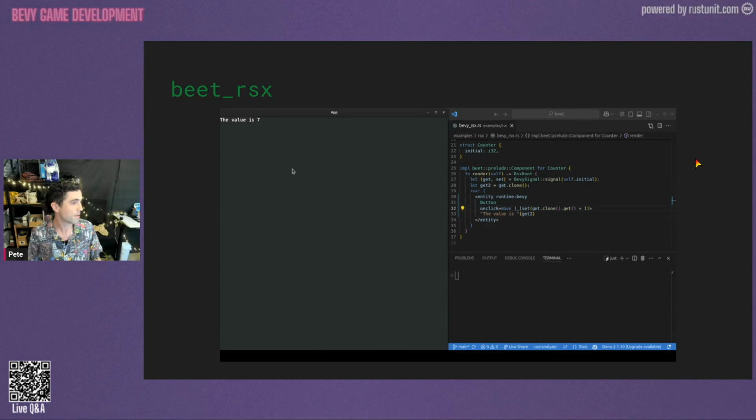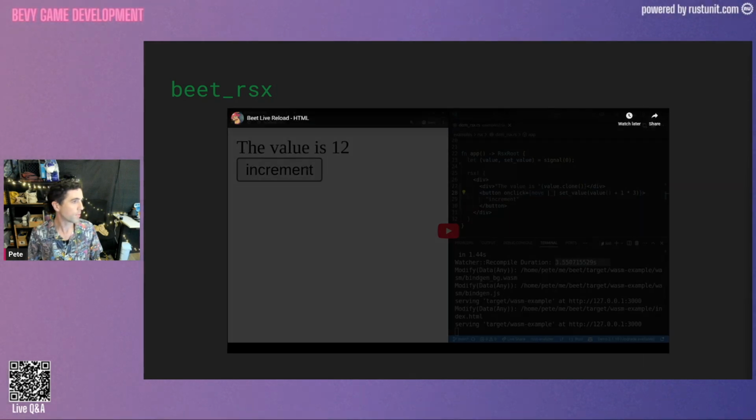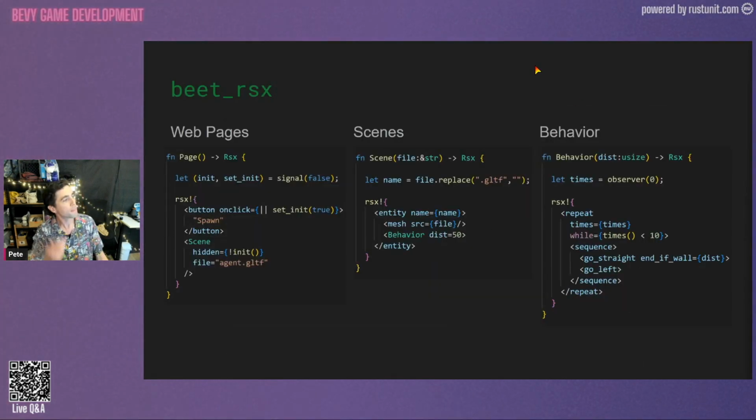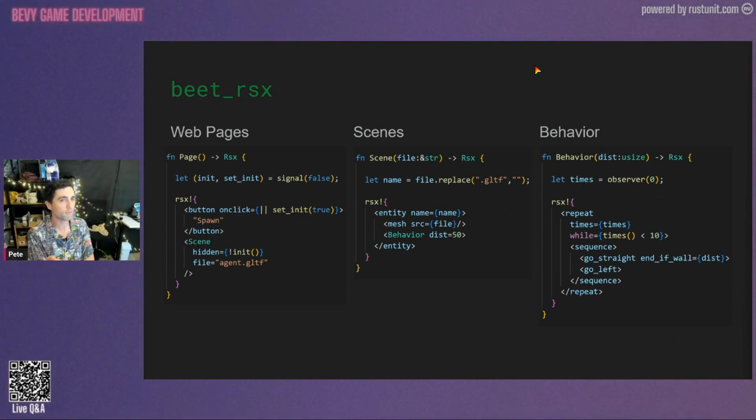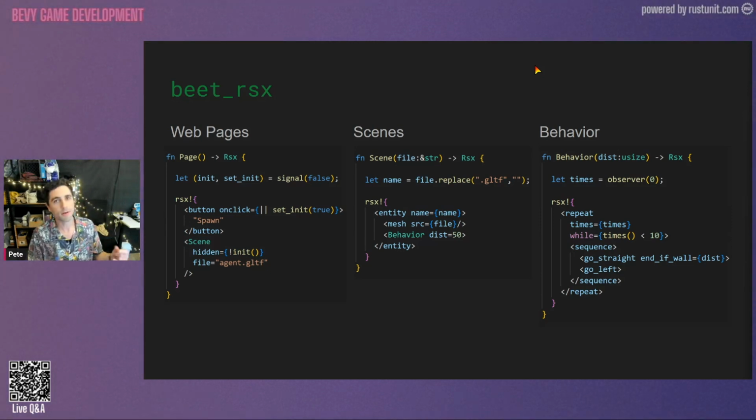For example, going back to this slide, maybe if you're making a website with just a little bit of scene, you do want to use HTML markup, or maybe if you're making a game with just a little bit of website, you want to use a BSN markup. I don't know, but I feel like there are opportunities for collaboration, and that's what I'm exploring with Beta RSX.